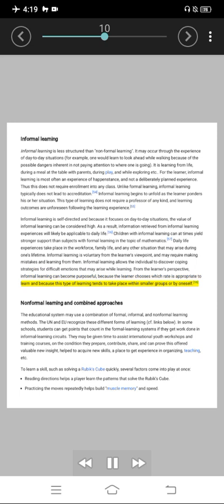Non-formal learning and combined approaches. The educational system may use a combination of formal, informal, and non-formal learning methods. The UN and EU recognize these different forms of learning. In some schools, students can get points that count in the formal learning systems if they get work done in informal learning circuits.